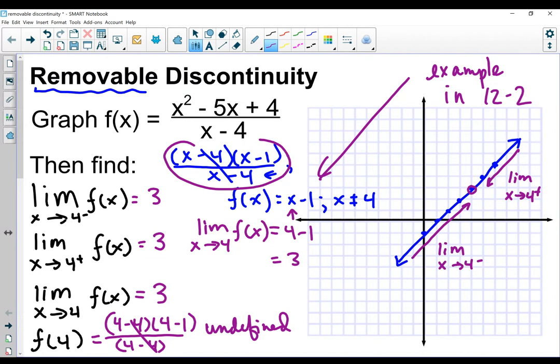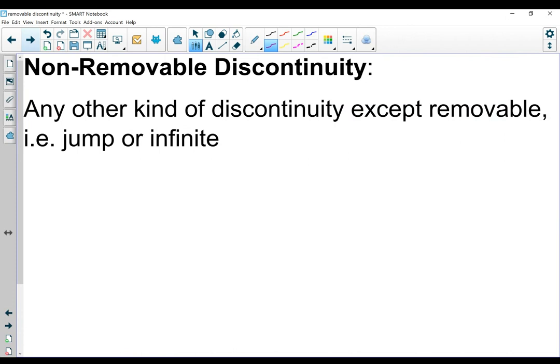So on to what a non-removable discontinuity is. Non-removable is going to be any other kind of discontinuity except removable. So what we're working with right now is jump or infinite. Those are the two main types that I see when I look it up and do searches. I find other kinds of discontinuity also in higher math. It's just more advanced than what we're doing right now. But this year we're working with jump and infinite.